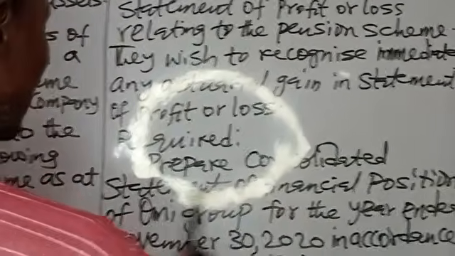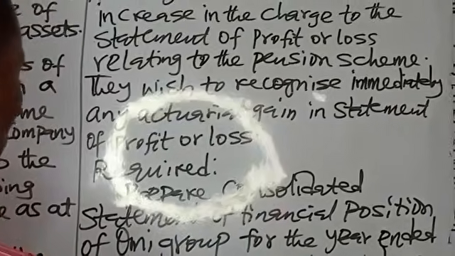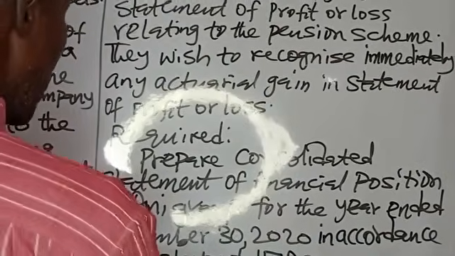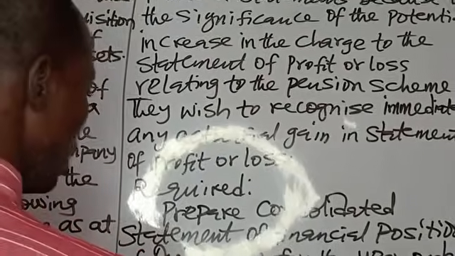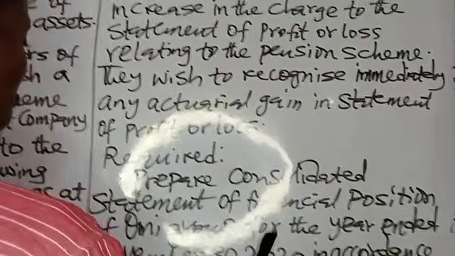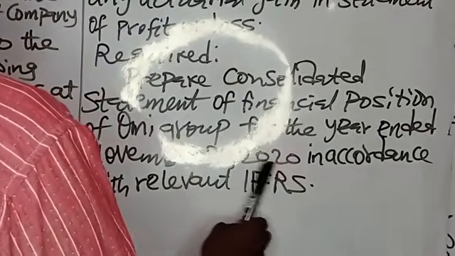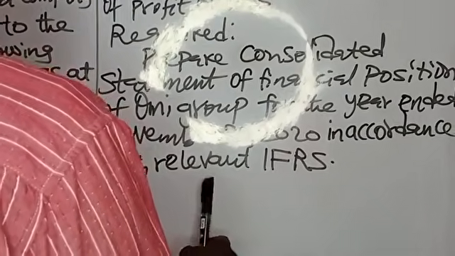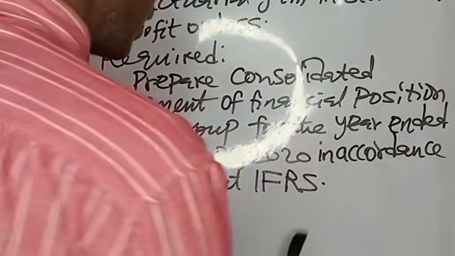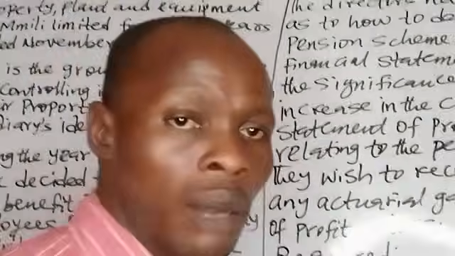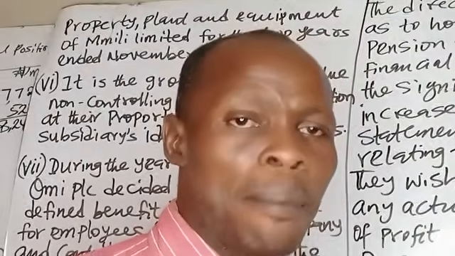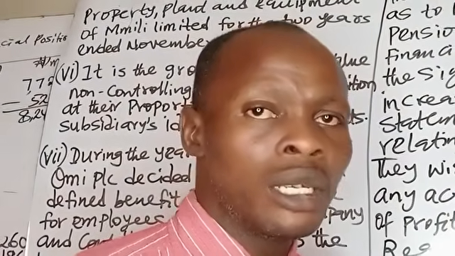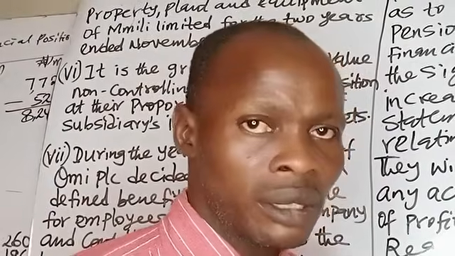Prepare the consolidated statement of financial position of OMI PLC and its group for the year ended November 30, 2020 in accordance with relevant IFRS. This question is obtained from ICAN May 2023 Corporate Reporting. Solution.